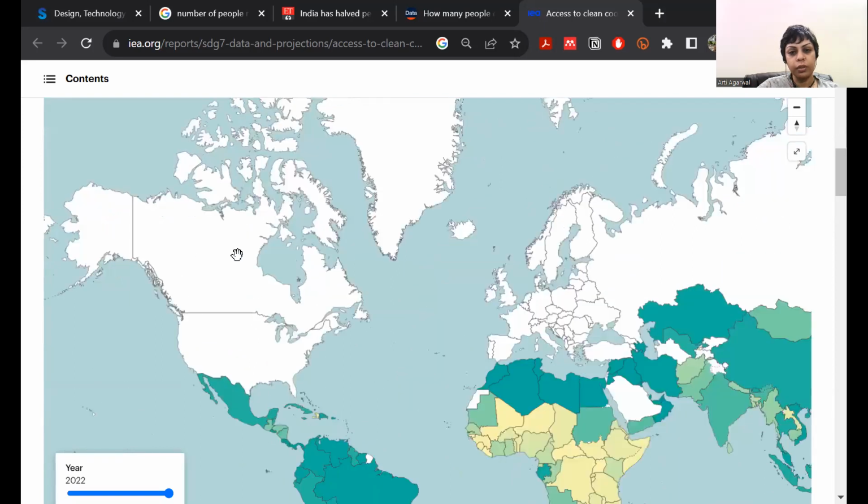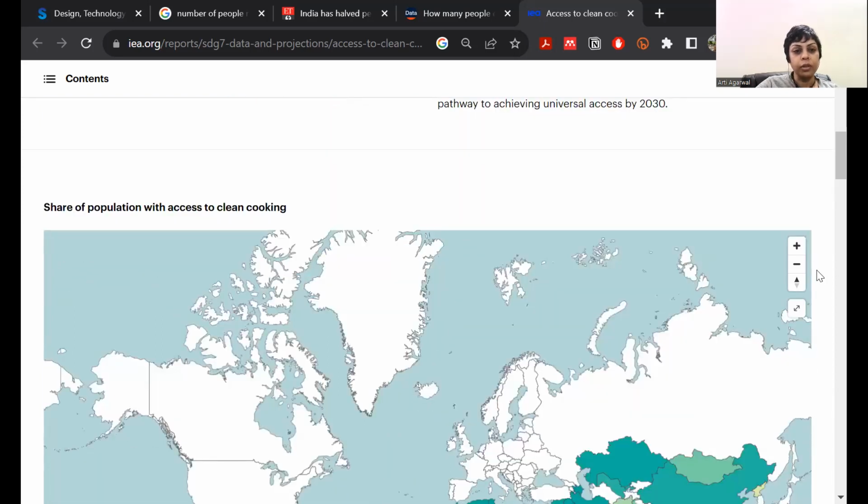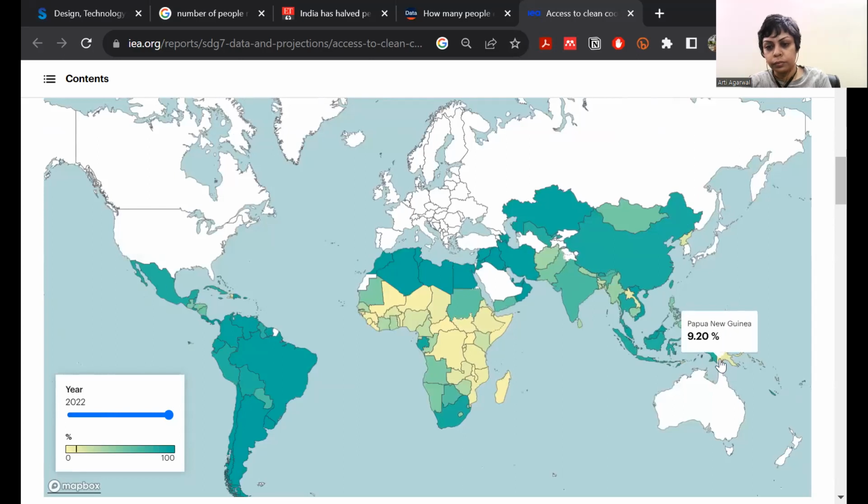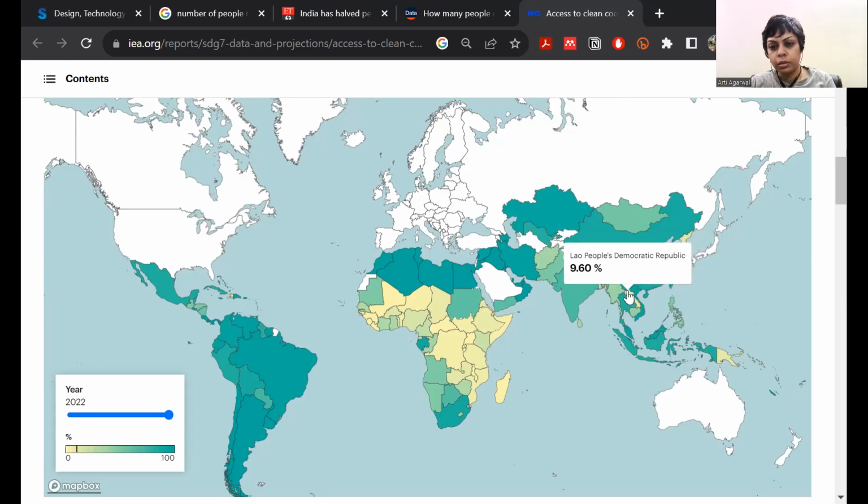Sorry, it's the other way around. Share of population with access to clean cooking. That's what I was wondering, how come it's increasing. So currently it is 68.4% of the population which has access to clean cooking. You can see that the ones which have dark green are on the higher side, and there are many countries, in Africa especially, which have very low access. Only like 1% of the population has access to alternate sources of energy for cooking. You can see which countries are doing well, which countries aren't doing well.